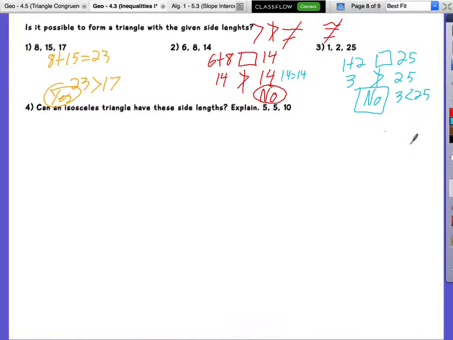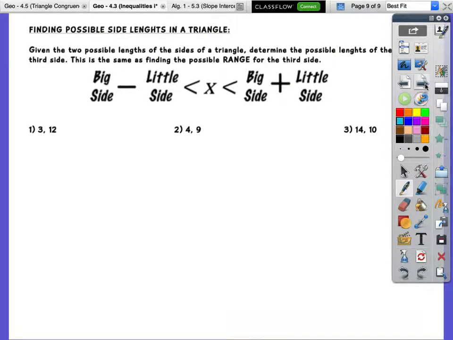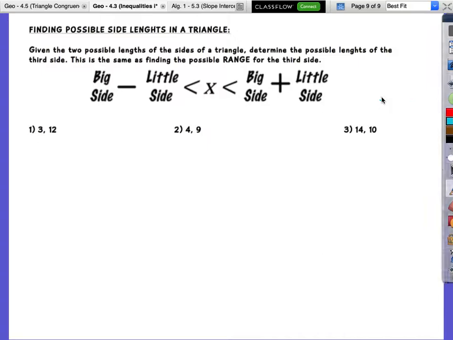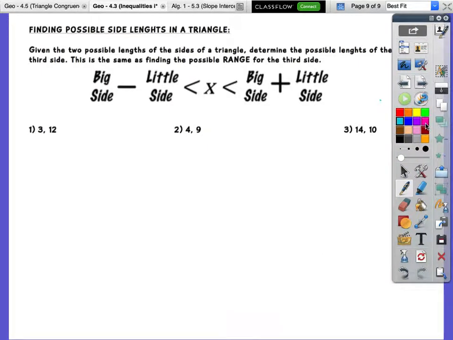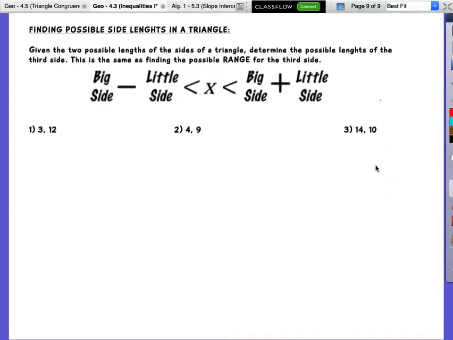Okay. We're going to jump down. We're going to skip example 4. Then we're going to go down to 1, 2, and 3 here at the bottom. Big side, little side. Big minus little, and big plus little. So, finding possible side lengths in a triangle. If we're given 2 side lengths, we need to figure out a range of measures where this third one could be. So to do that, we'll do this inequality here. We call it a compound inequality. Compound means multiple inequalities.